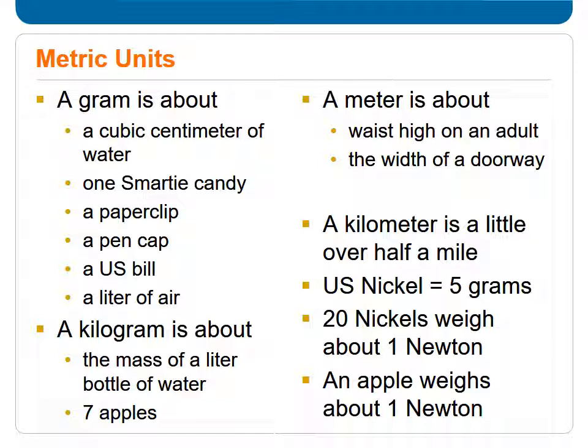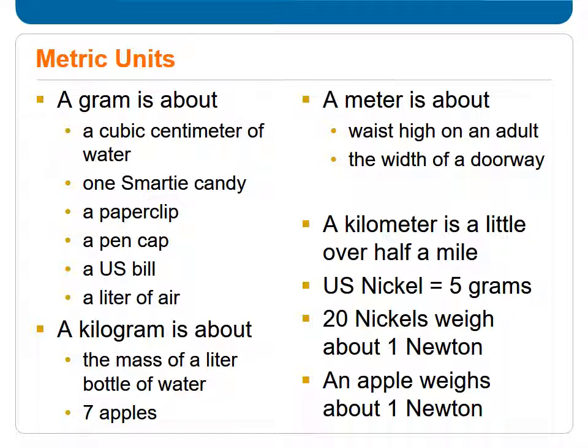Most of our measurements are using the metric system. The metric system is convenient because it uses base 10. A gram is about the mass of a pen cap, or a cubic centimeter of water, or a Smartie candy, whereas a kilogram is about 7 apples. A liter of air is about a gram, and a liter of water is about a kilogram.